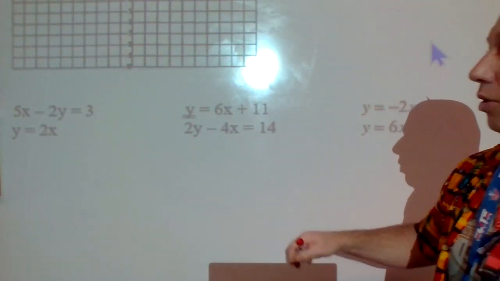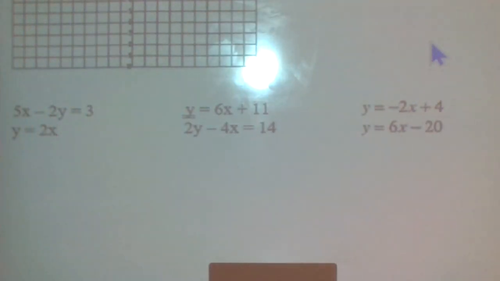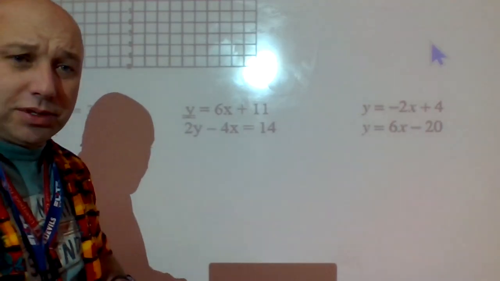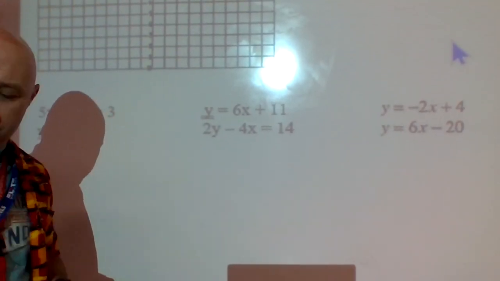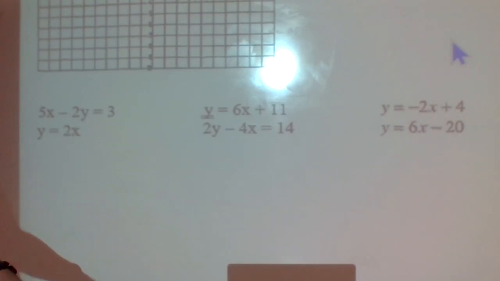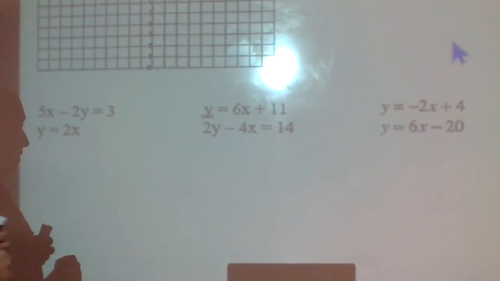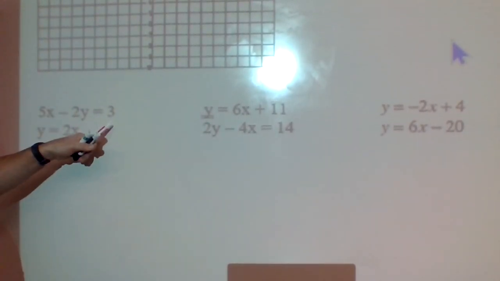Okay, let's roll through our substitution problems here. Remember, with substitution, we're trying to find out what x or y equals and then plug it in. On this one, we have 5x minus 2y equals 3.